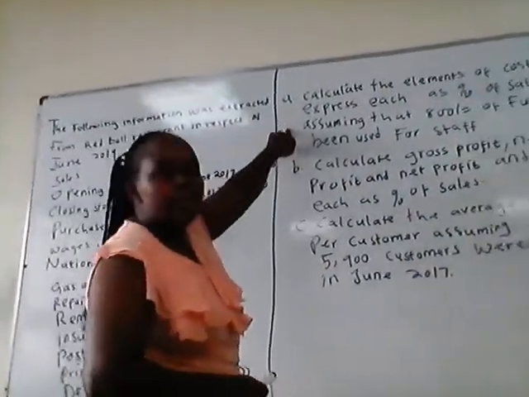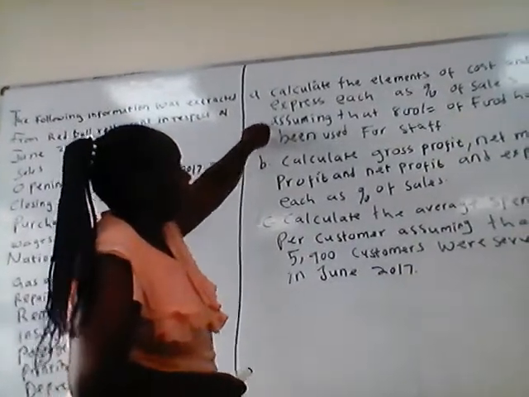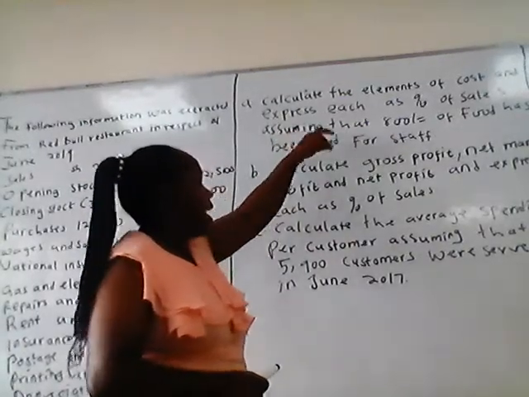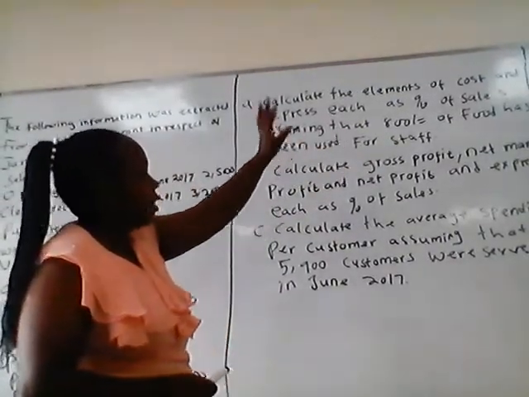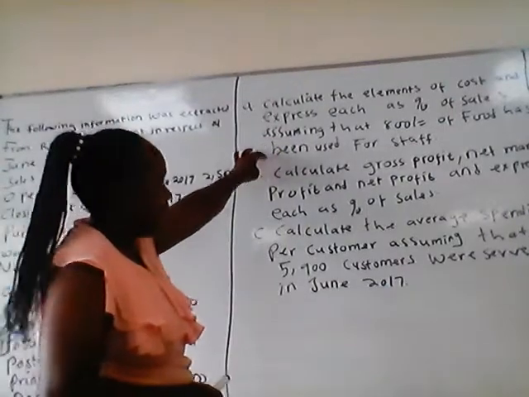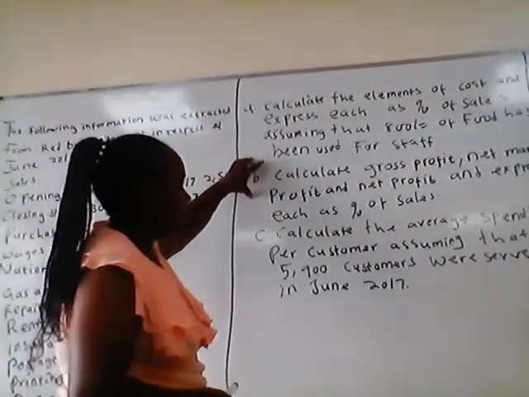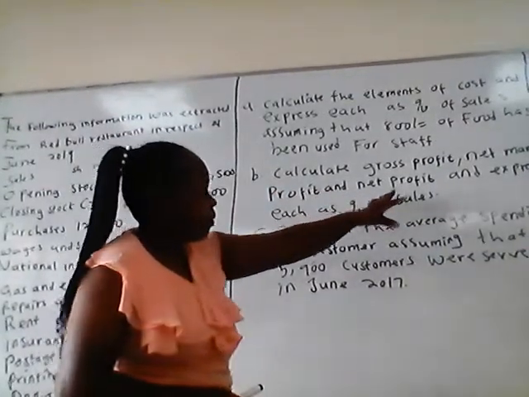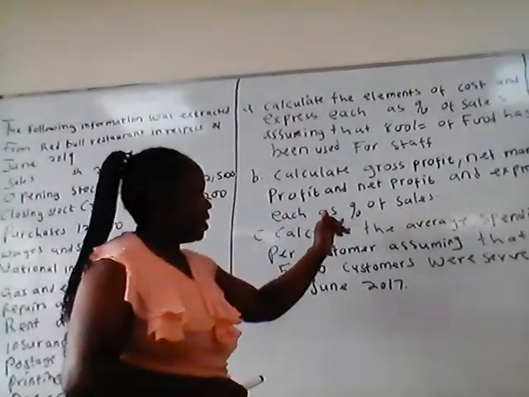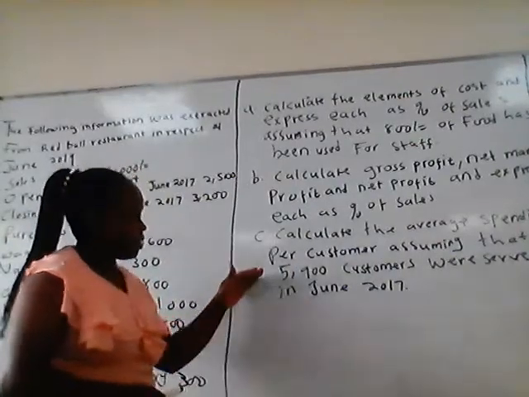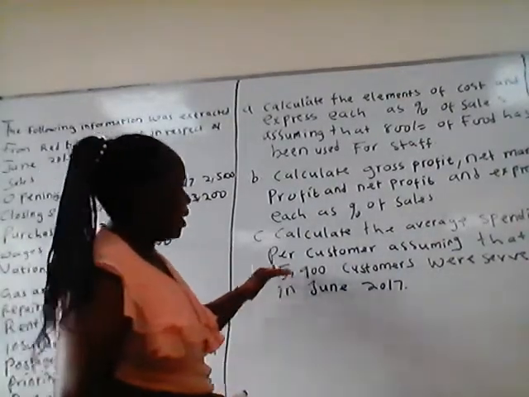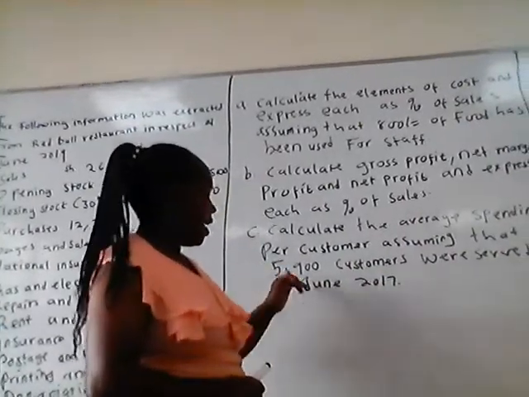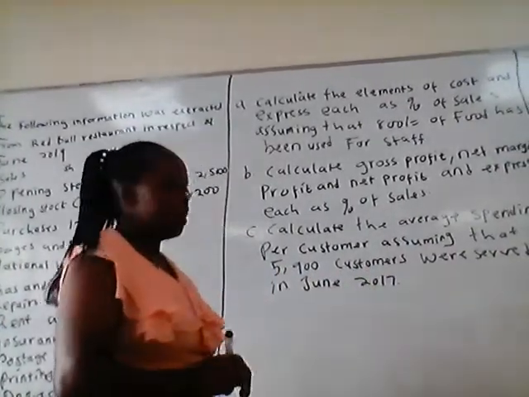So the first question, we are told to calculate the elements of cost and express each as a percentage of sales, assuming that 800 shillings of food had been used for staff. Then B, we are told to calculate gross profit, net margin profit, and net profit, and express each as a percentage of sales. And the last question is to calculate the average spending per customer, assuming that 5,900 customers were served in June 2017.